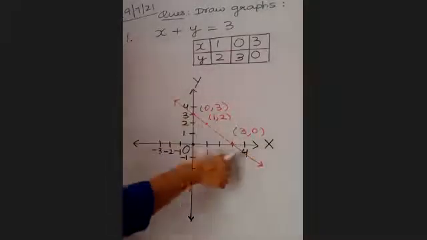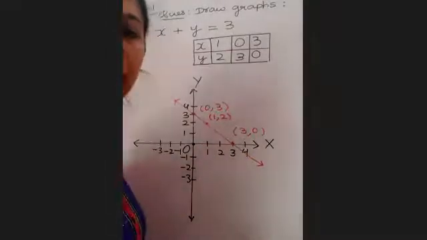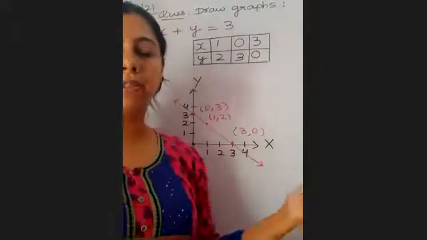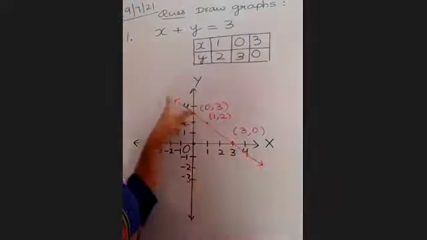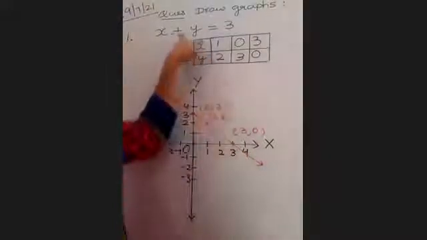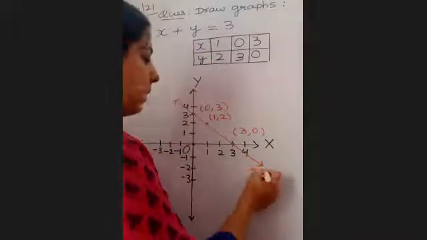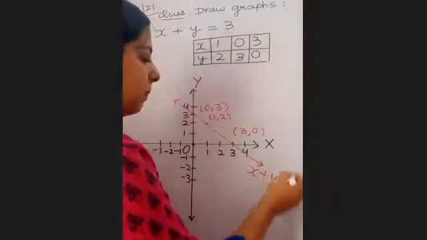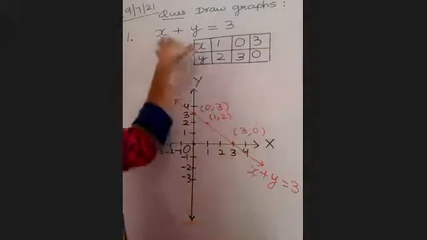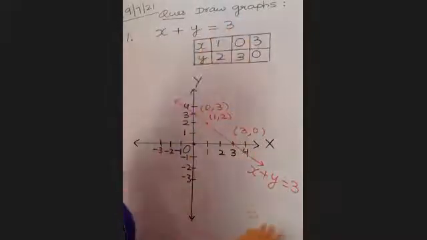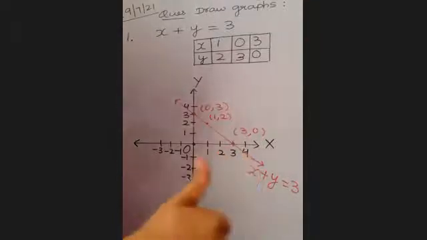Then you draw arrows. Arrow means it's a line and can be extended as long as we want. And on either of the sides, beta, write the equation. Suppose I am writing this side. So this is a graphical representation of the equation x plus y is equal to 3. Okay?